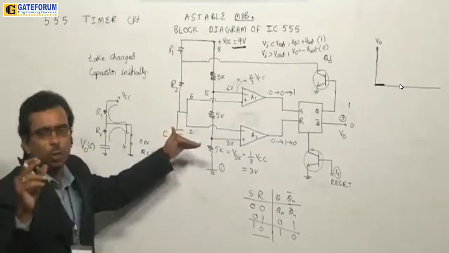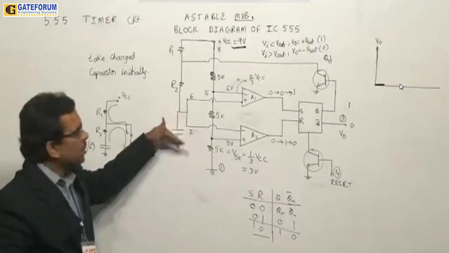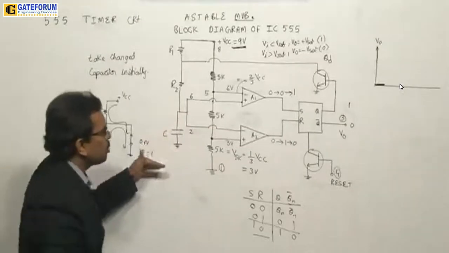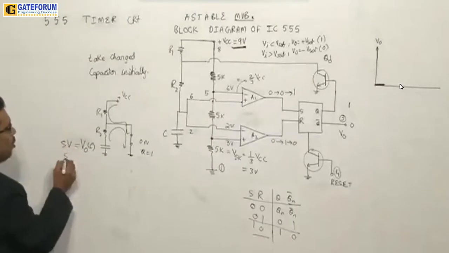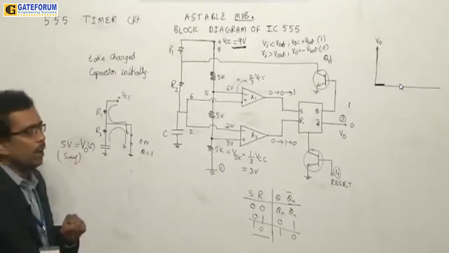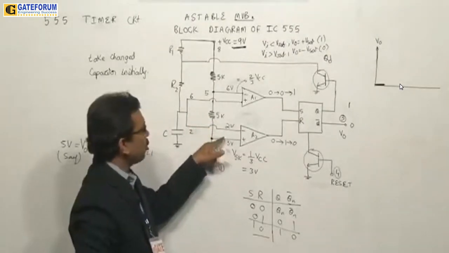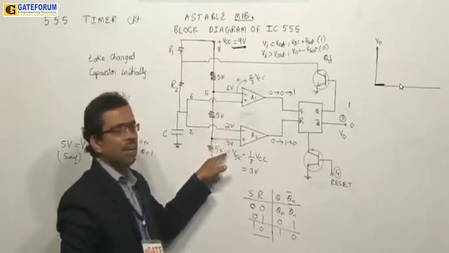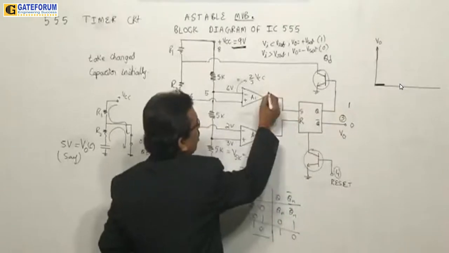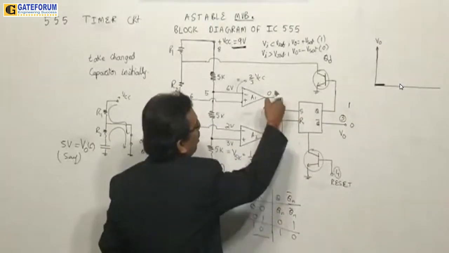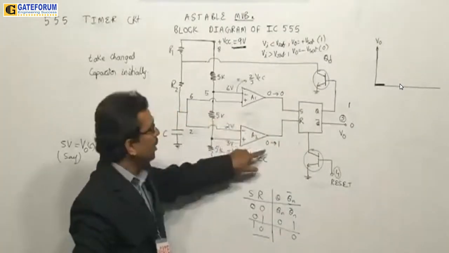Say the capacitor is initially charged to 5 volts, for example, and it starts discharging. When it discharges, its voltage will reduce and come down to 2 volts. So the initial VC is 5 volts, and this voltage is going to be reduced to 2 volts. Now the input is less than the reference. If input is less than reference, then the output of this circuit, which was initially 0 and 0, will change to 1 here, but this remains 0, because this one did not change.